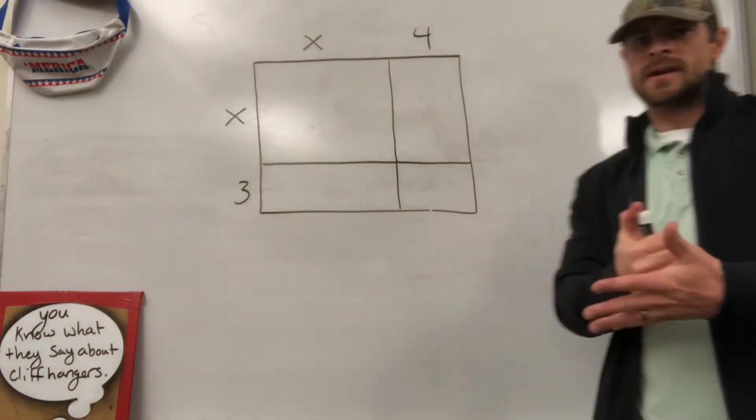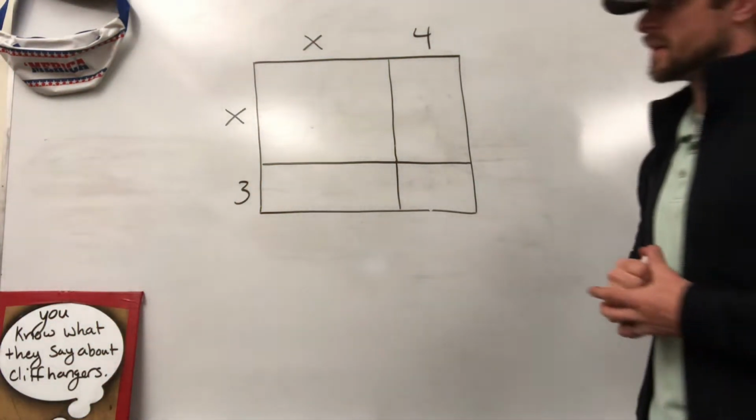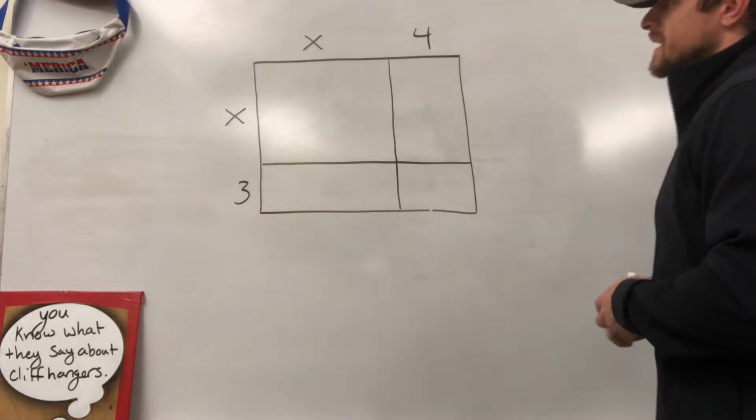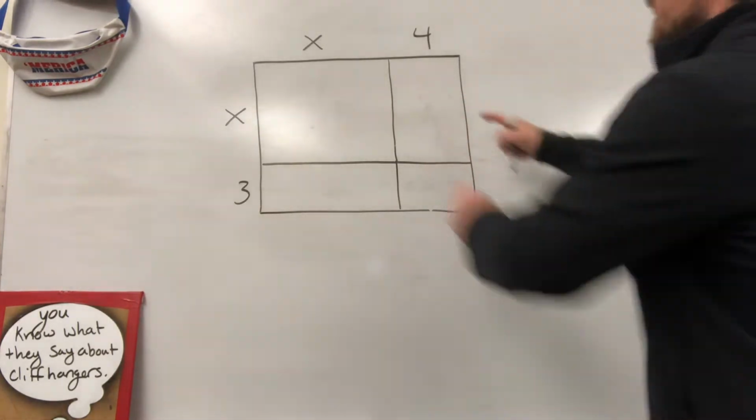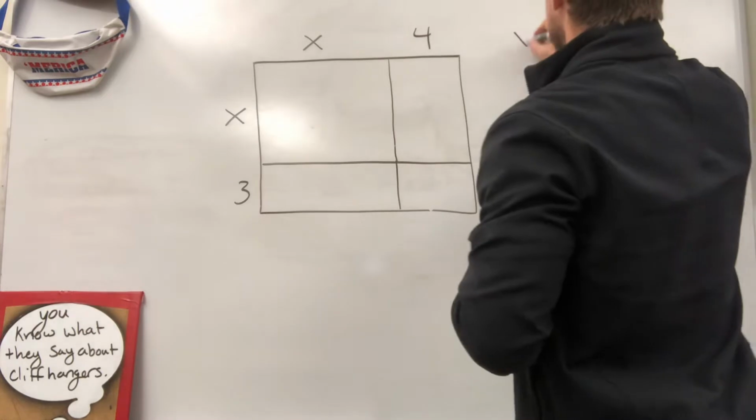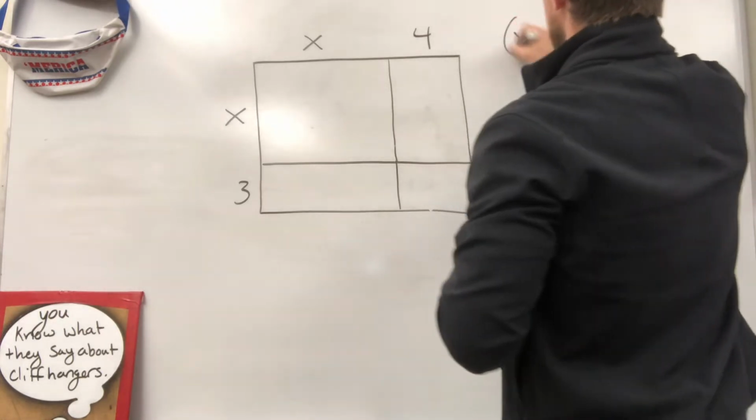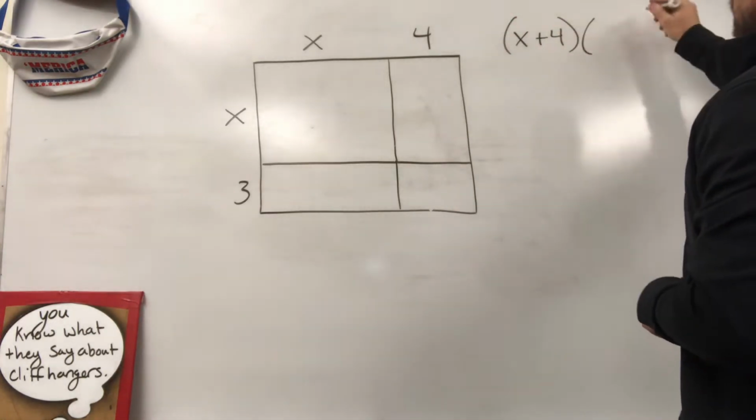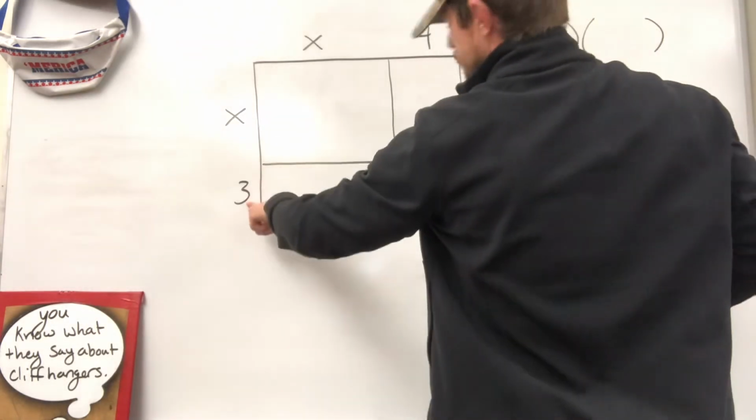All right, let me show you how to find the area of this rectangle using an area model. An area model is a visual way of representing these binomials. So we could say x plus 4, put it in parentheses, and then multiply it, length times width, by x plus 3.